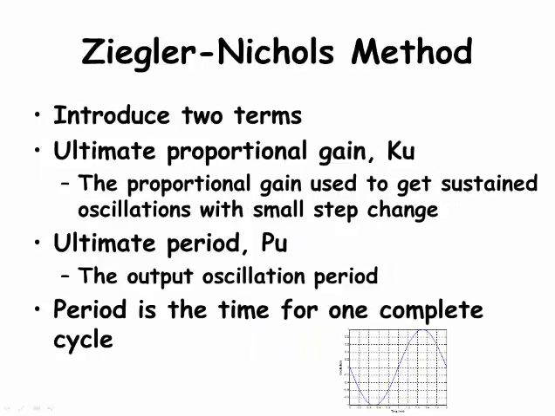When using the Ziegler-Nichols method, we are looking for the ultimate proportional gain, Ku, and the ultimate period, Pu. The ultimate proportional gain is the gain setting used to produce the sustained cyclical process output after the process is subjected to a small step change. The ultimate period, Pu, is the period of the oscillating process output. Please remember that the period is the time for one complete cycle.